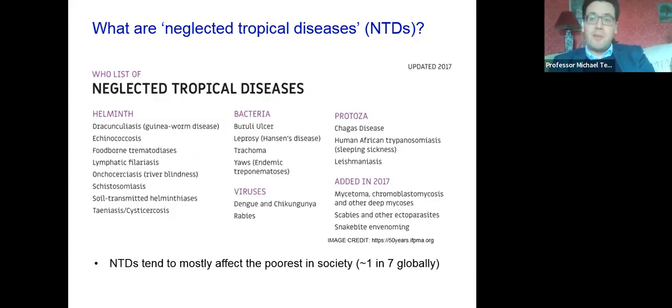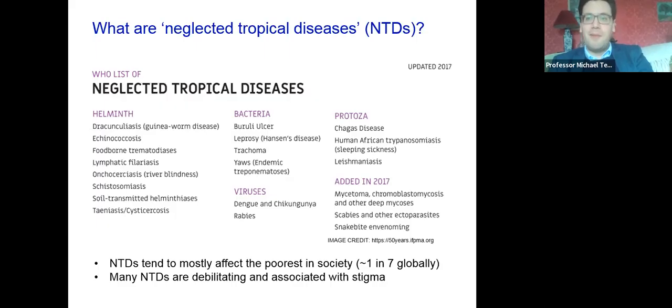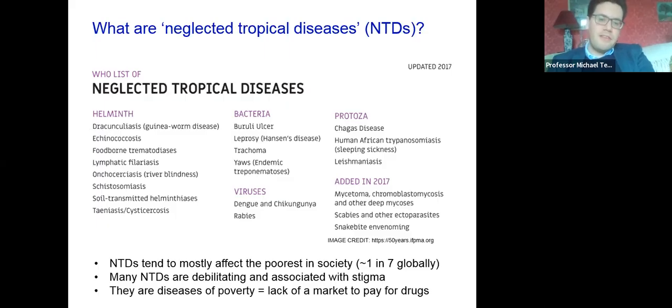Sometimes people say that neglected tropical diseases are also about neglected people, really, because it's people who live in conditions which are always exposing them to the potential to contract these diseases. Many NTDs also are neglected because they're quite debilitating, and there's often stigma associated with them, which means that they tend to be issues that sometimes countries want to sweep under the carpet and not really put a lot of focus into addressing. And also, as I said, they're diseases of poverty. So from an economic standpoint, there's been a lack of a driver historically for a market to pay for drug development for some of these diseases.